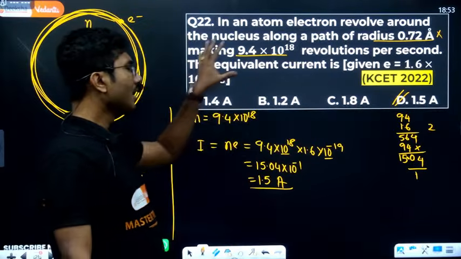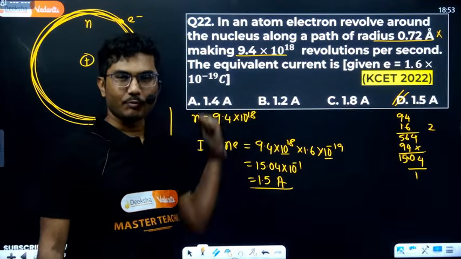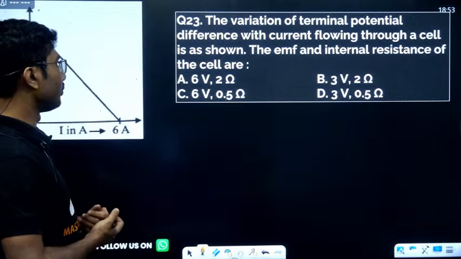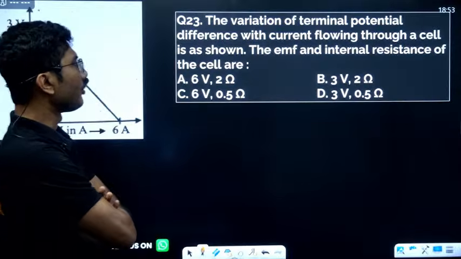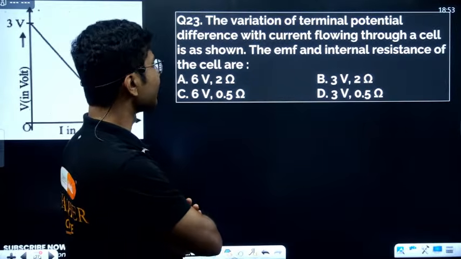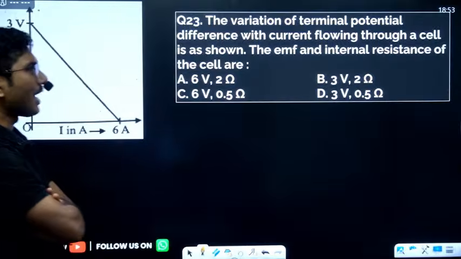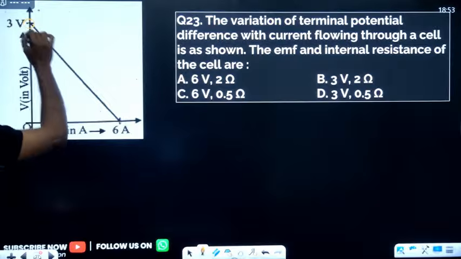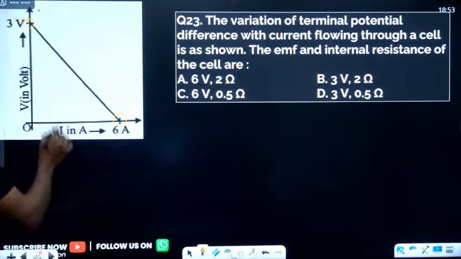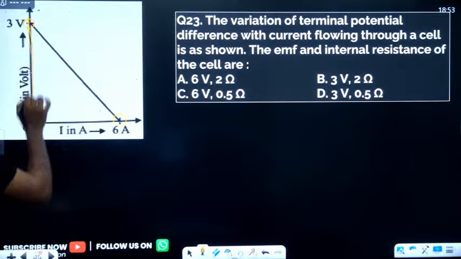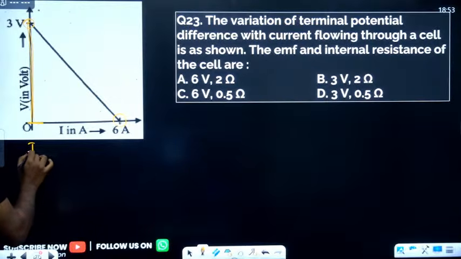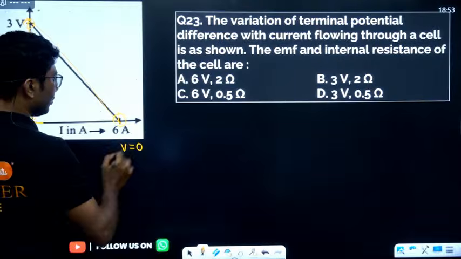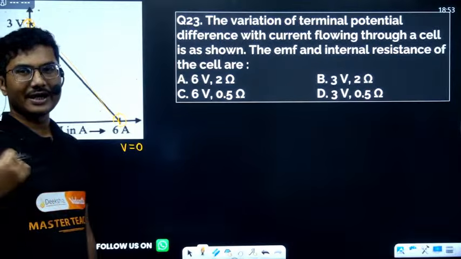Suppose 2, 3, 5, 1.5, 0.5 is given; you can use the approximation method that I have told you. The variation of terminal potential difference with current flowing through a cell is as shown. The EMF and internal resistance of the cell is? So here the terminal voltage and current graph is given. At this point the current is 0, and at this point the terminal voltage is 0. You have to find EMF and internal resistance.